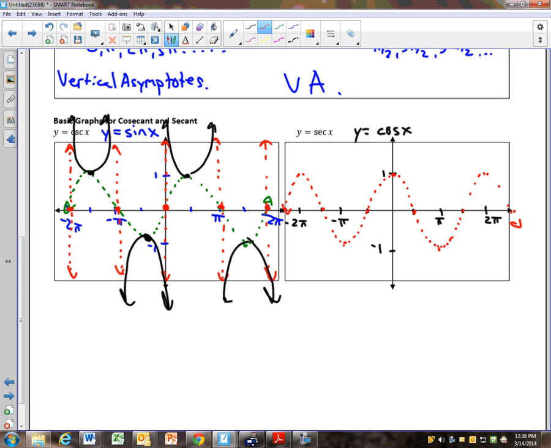Cool. Remember how long it took us at the beginning to graph sine and cosine? And now it's like, well, that's old hat.